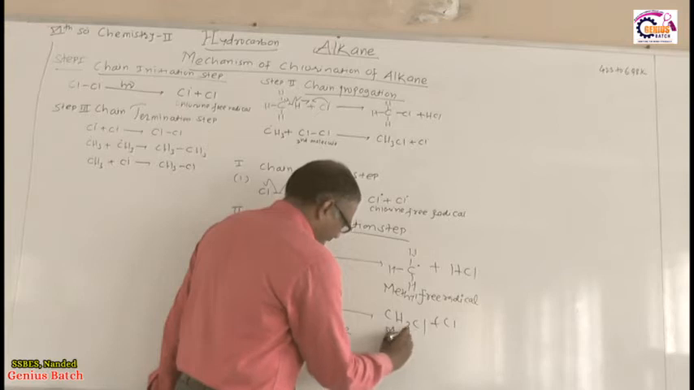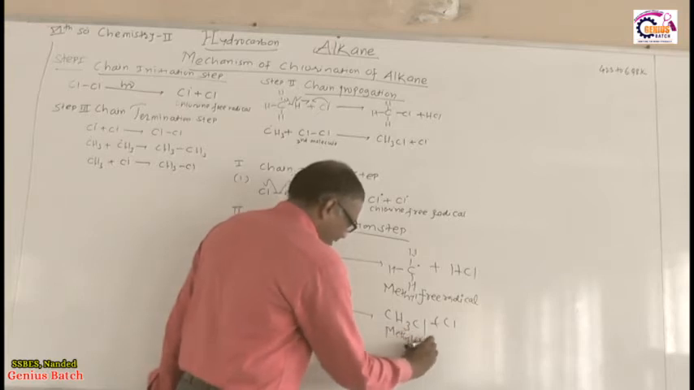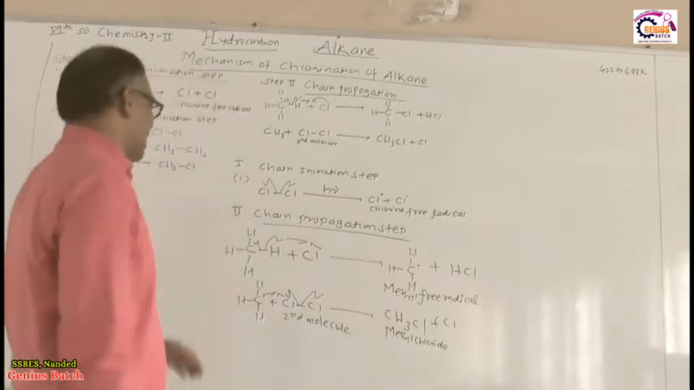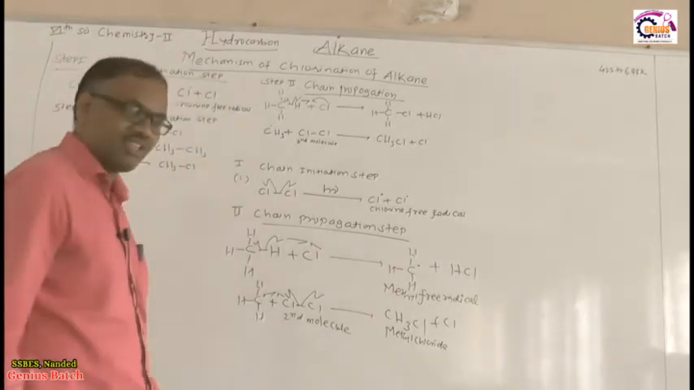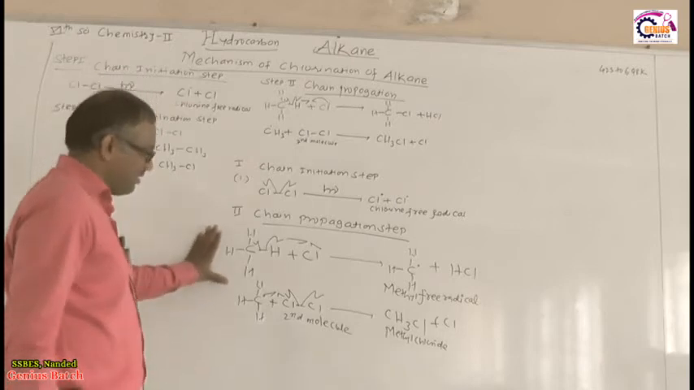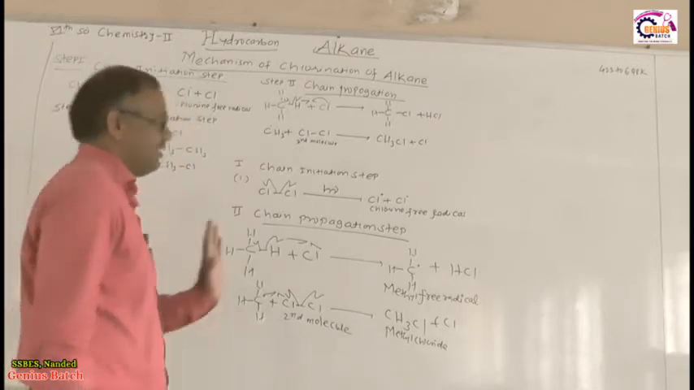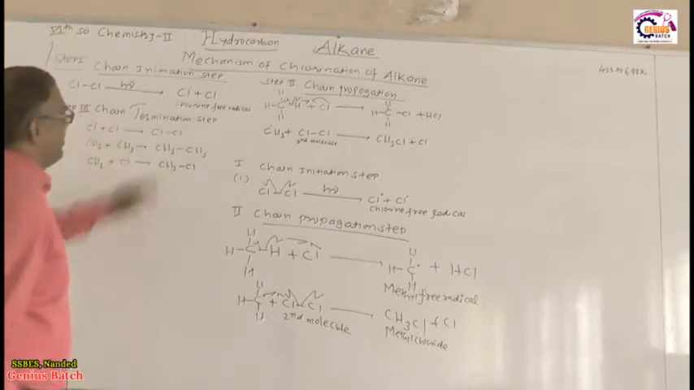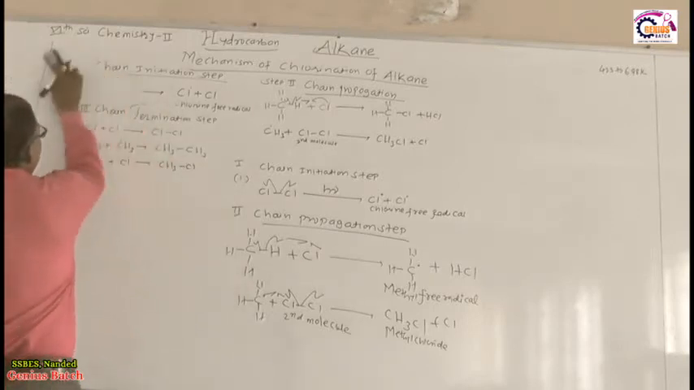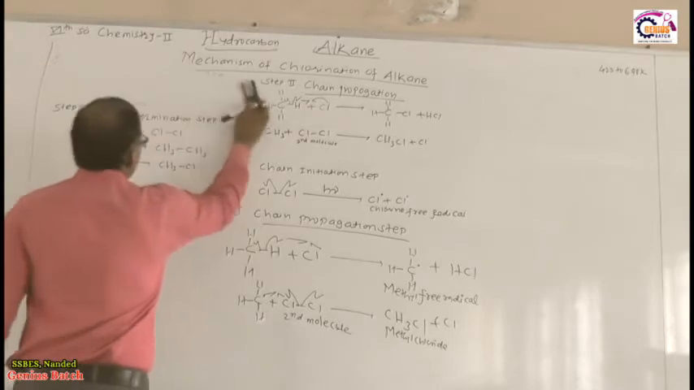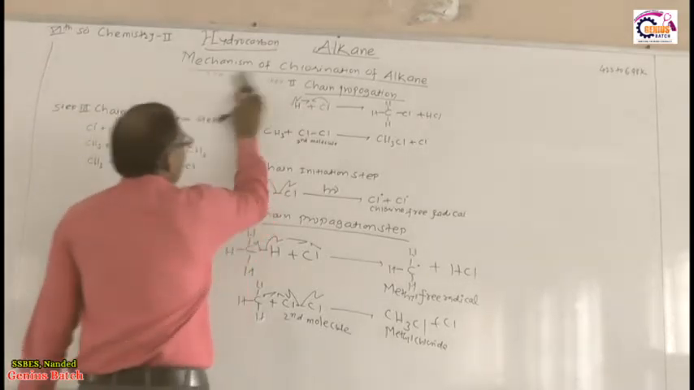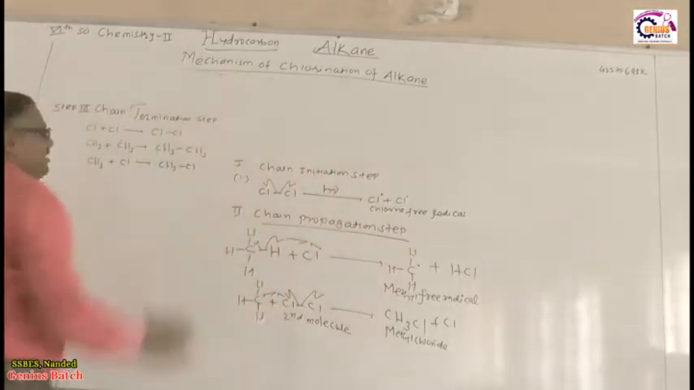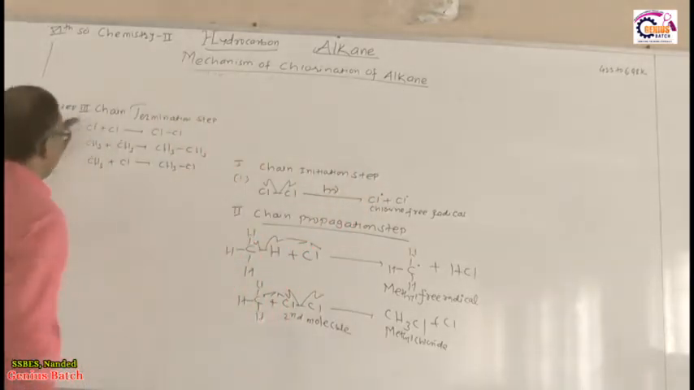So this is the methyl chloride, right? And the chlorine free radical is there. So this is called the chain propagation step. So what happened in the chain propagation? Have you understood? Right. Okay, so the last step is the chain termination step. Already I have given you how the chain termination step is carried out. So this is the third step, called the chain termination step.